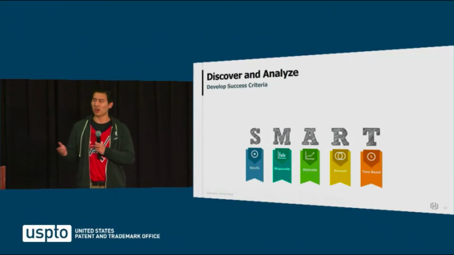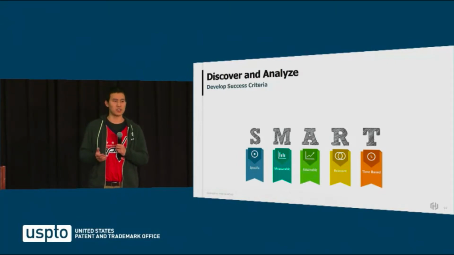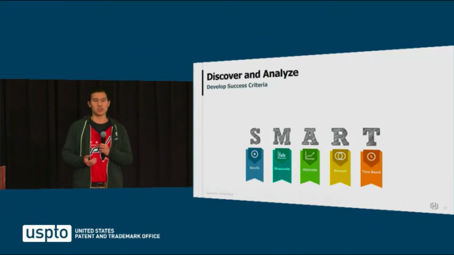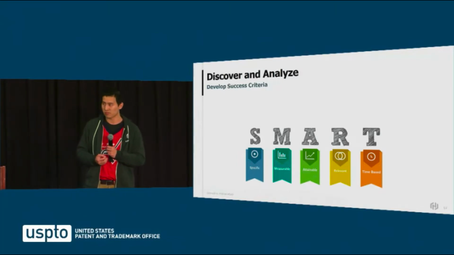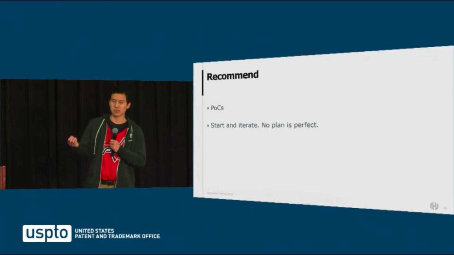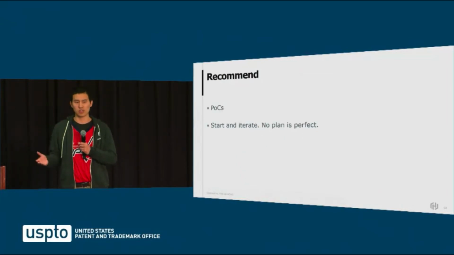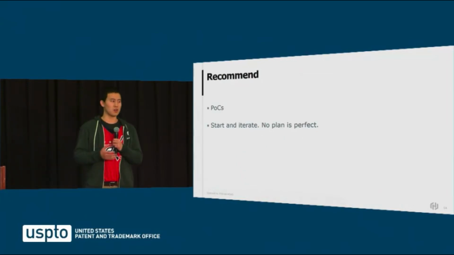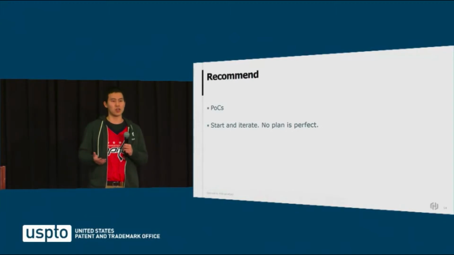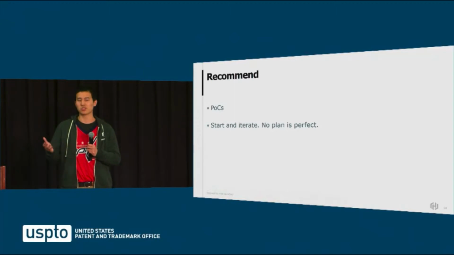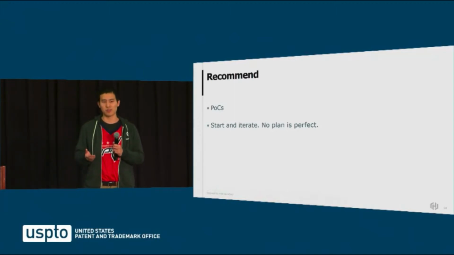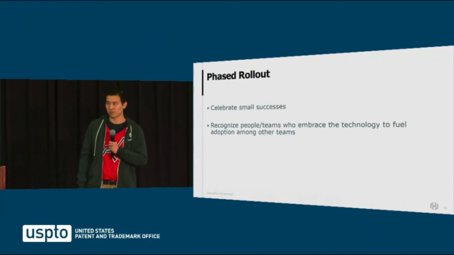After we build out the RFC, we develop success criteria. One of the strategies that we use is SMART, which is an acronym that helps with goal setting. After we develop the success criteria, we move on to the recommend phase, where we build out POCs and determine which technologies best fit our requirements. Remember to just start and iterate. No plan is going to be perfect, and things will change in the future.